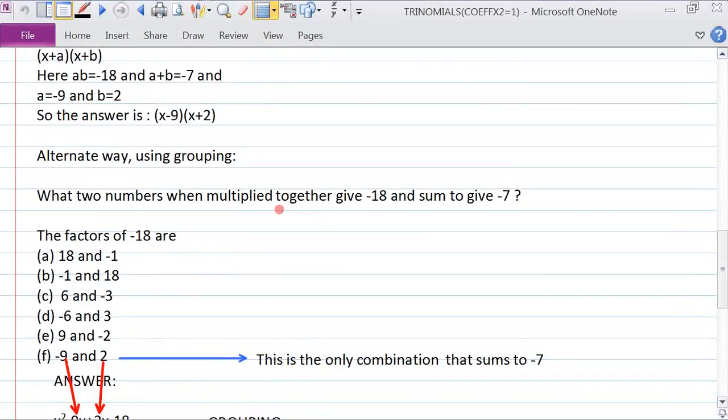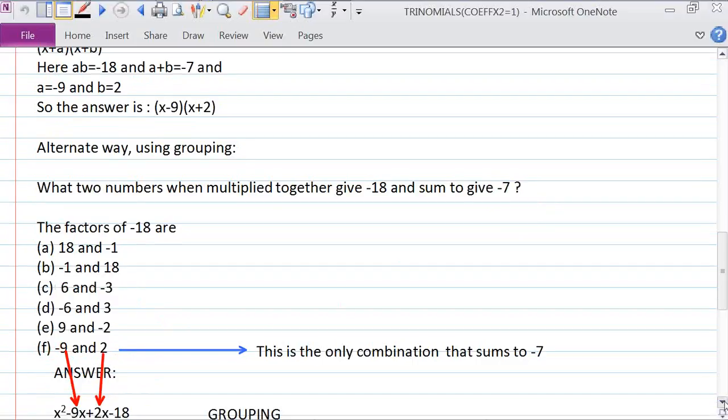Alternate way is to use grouping, and again ask ourselves what two numbers when multiplied together give us minus 18 and sum to give us minus 7. Here are all the possible combinations, but the only combination that sums to minus 7 is minus 9 and plus 2. If I take 9 and minus 2, I'm going to get 7. If I take minus 6 and 3, I'm going to get minus 3. For this one, I'll get plus 3. So the only one that gives me a sum of minus 7 is minus 9 and 2.